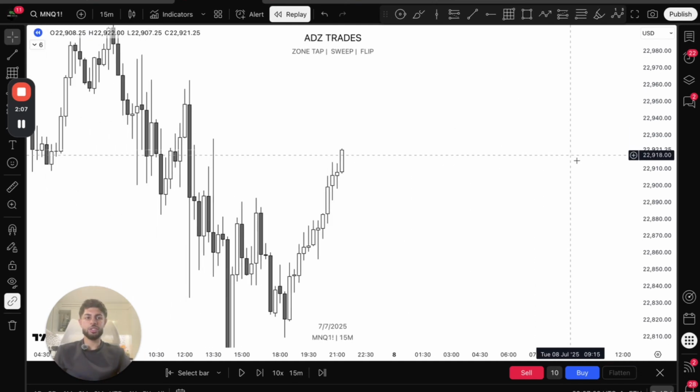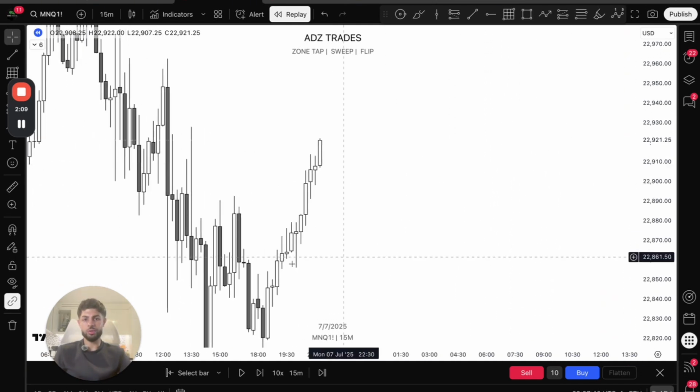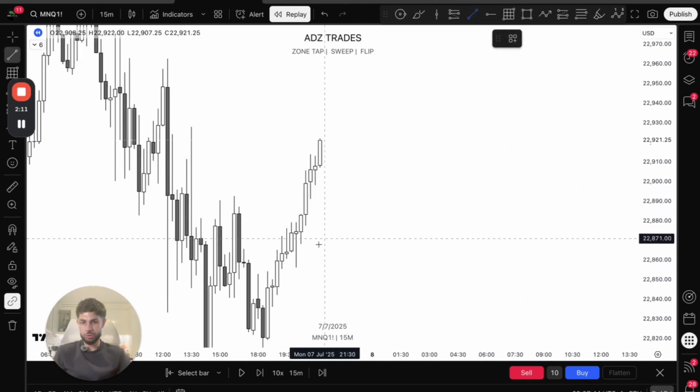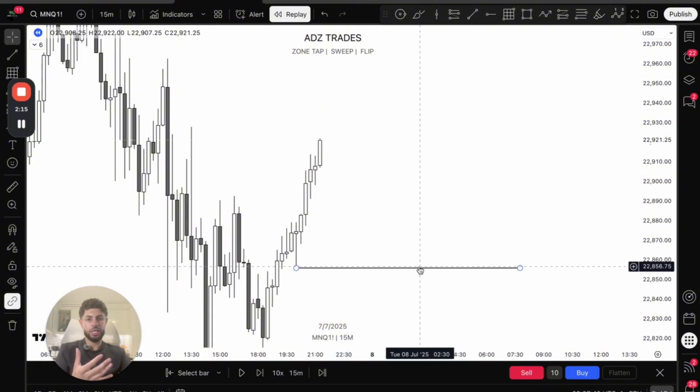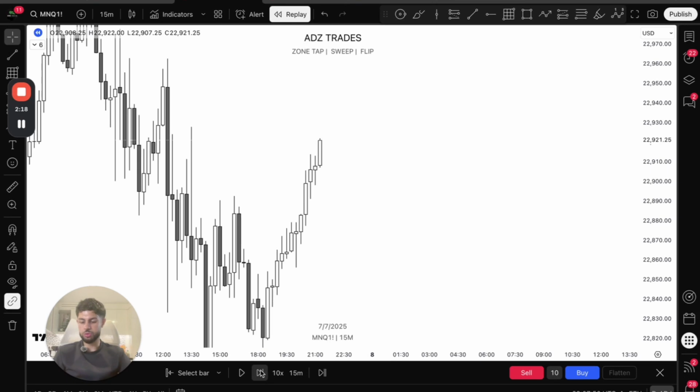So the first thing you need to see is a swing low. Right now, we've had no swing lows. We've had this swing low here, right? But we had no bearish candle. So we kind of need a swing low and then a bearish candle. So I'll show you what I mean.